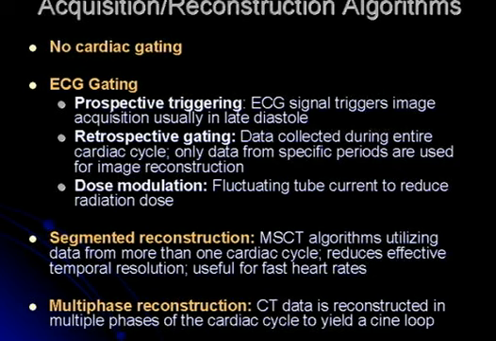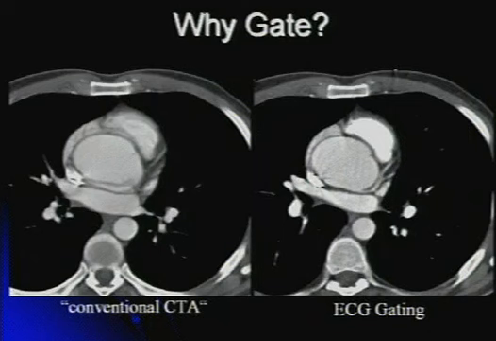As a result, we try to synchronize our image acquisition to the heartbeat or the heart rhythm, and we do this in the form of ECG gating. In addition, we can do multi-phase reconstruction to get an assessment of cardiac motion. Why do we gate the heart?